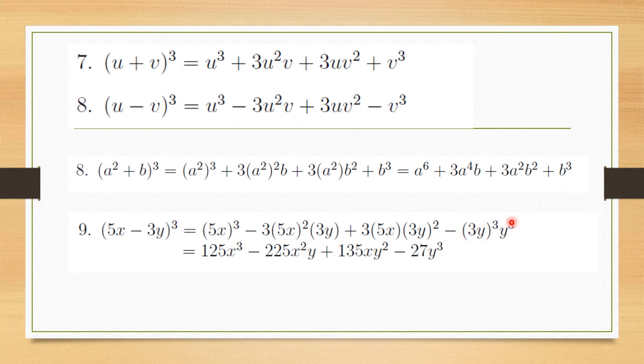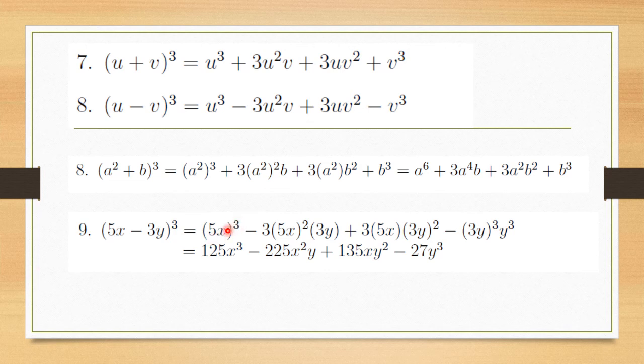Oops, I'm sorry, this y cubed here should not be there. I don't have a tool here to erase this, but take note that y cubed should not be there. Okay, so let us now simplify.